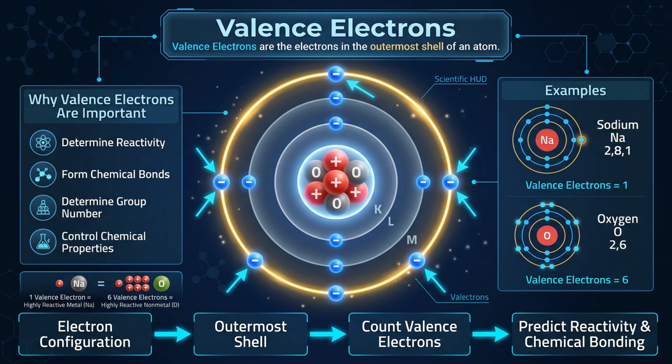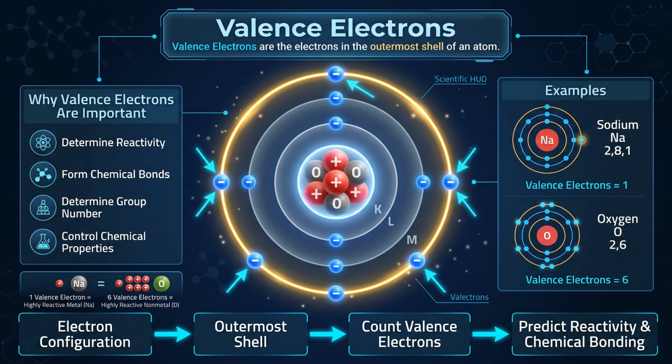In covalent bonding, atoms share valence electrons instead of transferring them. For example, 2 hydrogen atoms share electrons to form a hydrogen molecule, while oxygen shares electrons with hydrogen to form water. In metallic bonding, the valence electrons move freely among many metal atoms, forming a sea of electrons that gives metals their excellent electrical conductivity, thermal conductivity, and metallic shine.